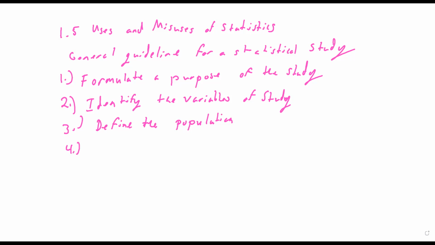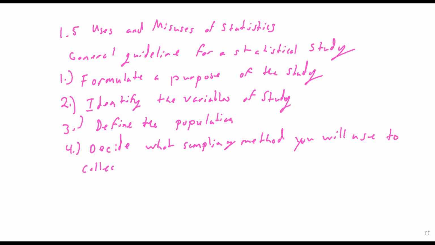The fourth thing, decide what sampling method you will use to collect the data. We all know random sample is the best, but might not always be feasible. So figure out what type of sampling you're going to do. Maybe you just do a convenience sample where you're just grabbing people out in the hallway. It's not always the best. Oh, no, not define. Decide. So decide what sampling methods you will use to collect the data.